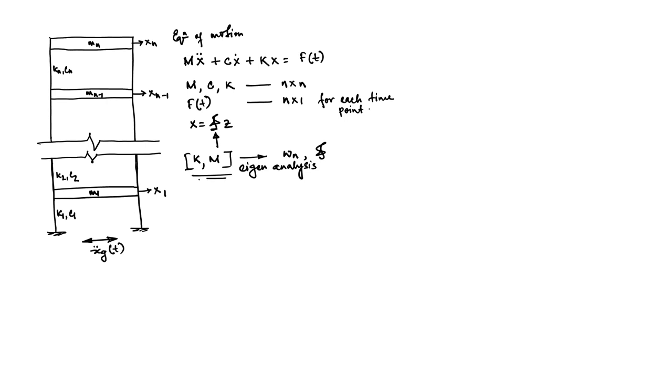This natural frequency and mode shape are further used to decouple the system equation, and for that we need to go for this eigenanalysis. Now if you look at this eigenanalysis, what is the size of this k and m matrix, n cross n. At times they are very large, so there are ways to reduce this matrix, and this is what is called reduction technique. So today's discussion is reduction techniques.